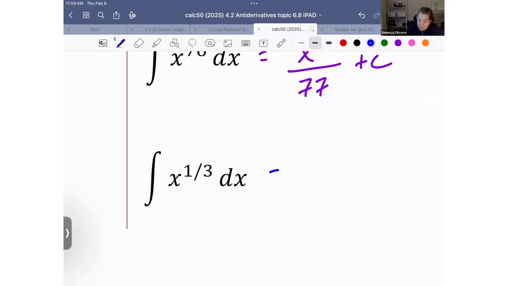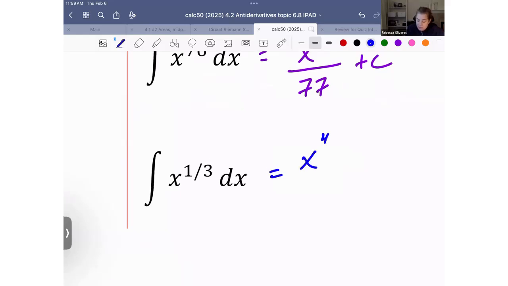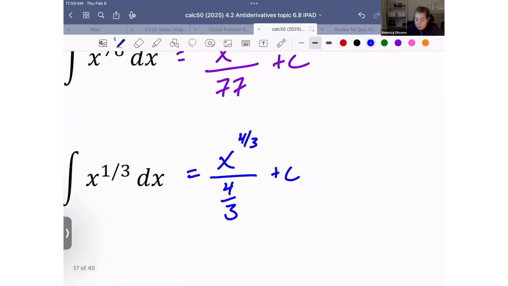we're going to add 1 to the exponent. So 1/3 plus 1 is going to be 4/3, x to the 4/3 divided by 4/3 plus c. But we're not going to leave it like that because we don't want to have a complex fraction. So dividing by 4/3 is the same as multiplying by 3/4. So let's call that 3/4 times x to the 4/3 plus c. And we'll leave it like that.